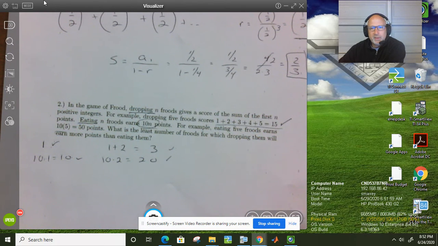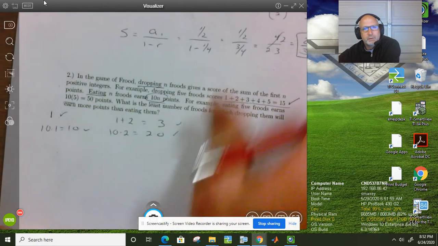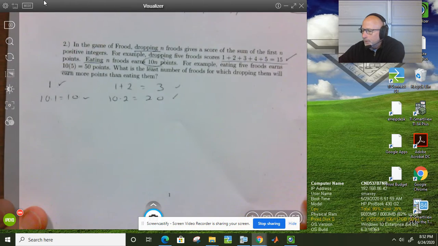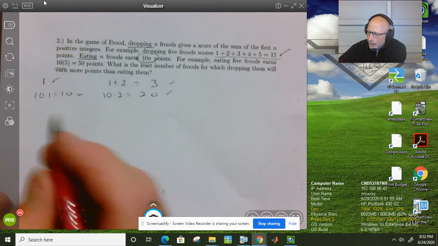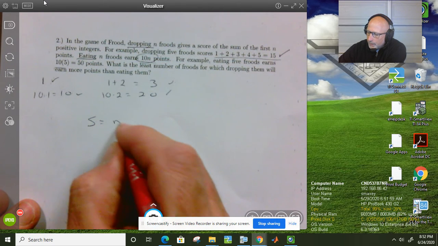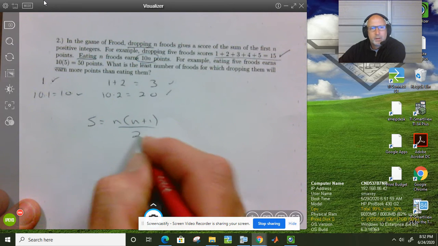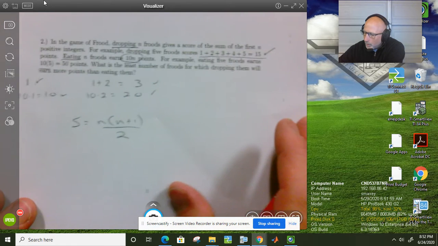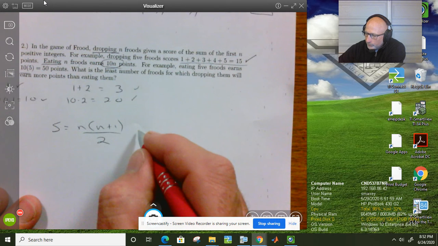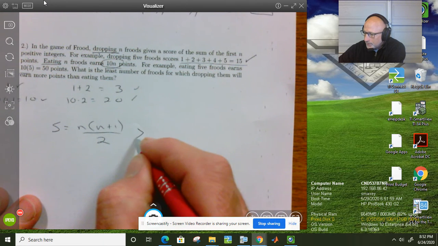Well, the key to doing this is understanding what's the equation for the sum of the first n positive integers. So hopefully you know this. S is equal to n times n plus 1 all over 2. That's the sum of the first n positive integers. And what I want to know is when is this going to be greater than 10n?